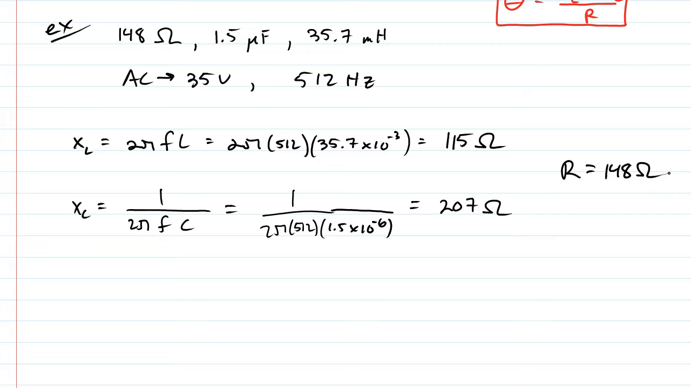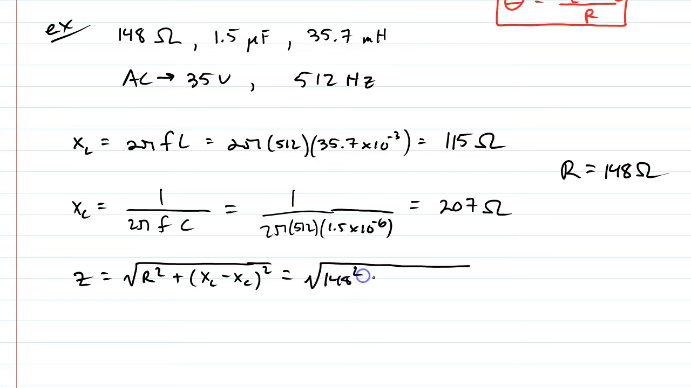So now we have everything to go right to the impedance. Now, the impedance is Z, and that will be the square root of R squared plus the difference between the impedance of the inductor and the capacitor squared, all that square rooted. So when I plug this in, okay, working that all out, I get a total impedance of 174 ohms.